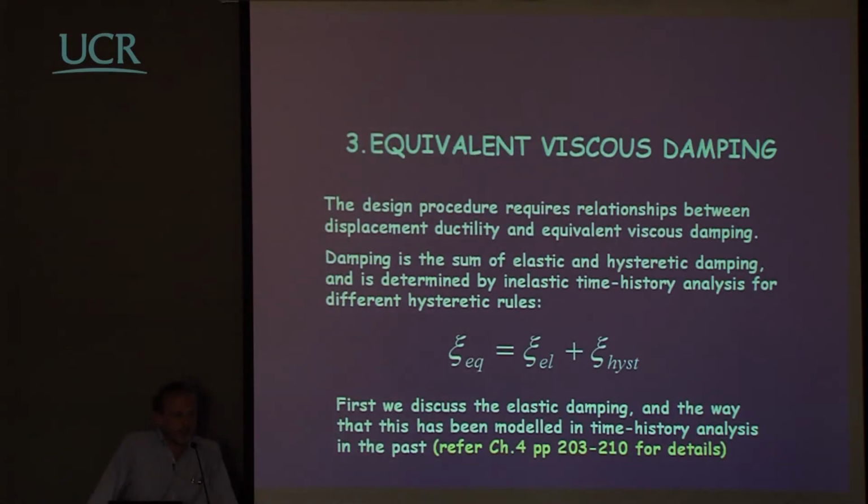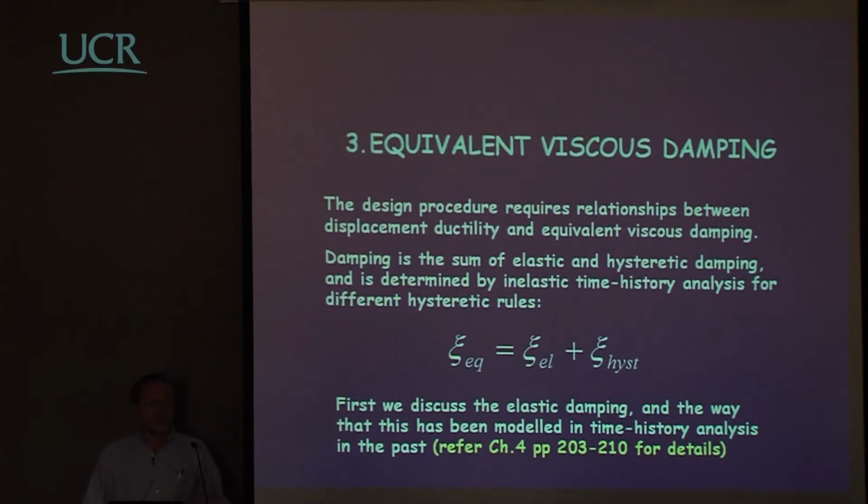Now, the second issue is the evaluation of the equivalent viscous damping. The equivalent viscous damping is crucial in the whole process, and is essentially the kind of free parameter that could be correlated to the force reduction factor in a force-based approach, with the difference that we have some way of predicting its value with a much more physical and much more trustable process.